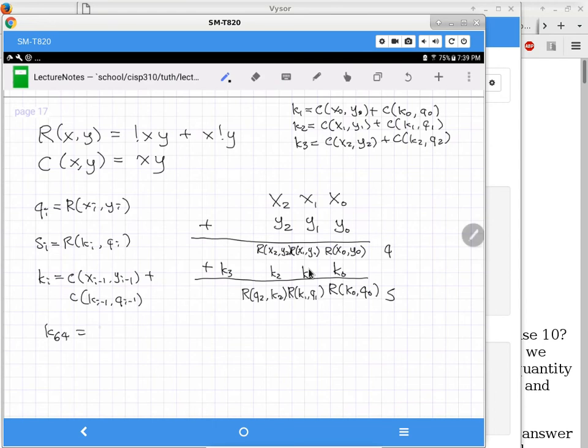So K64 is C of X63, Y63, or the carry of K63, Q63. Okay, so let's take a look at this expansion here. How much time will it take me to compute X63 and Y63? It's a trick question, by the way. It's constant time, 0, because they are given to you. It's part of the input to the entire problem. So it doesn't take any time to compute X63, Y63.